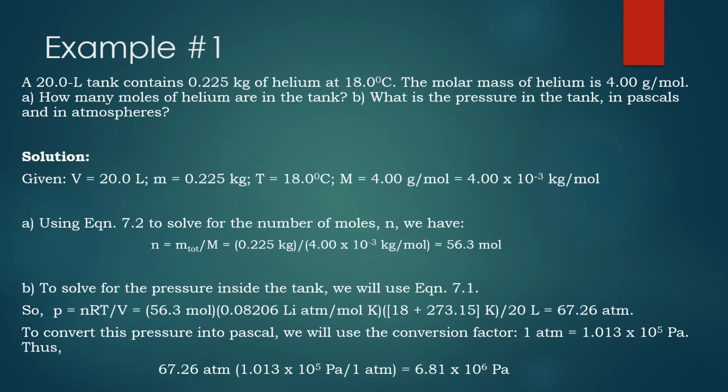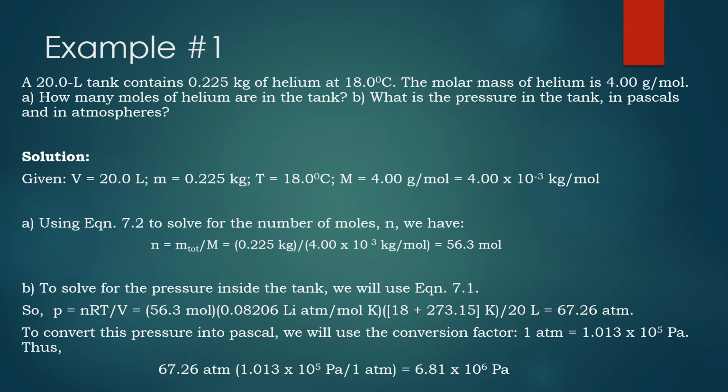At this point, let us solve some examples relating to our topic on the ideal gas equation. Example number 1. A 20-liter tank contains 0.225 kilograms of helium at 18 degrees Celsius. The molar mass of helium is 4 grams per mole. A. How many moles of helium are in the tank? B. What is the pressure in the tank in pascals and in atmospheres?